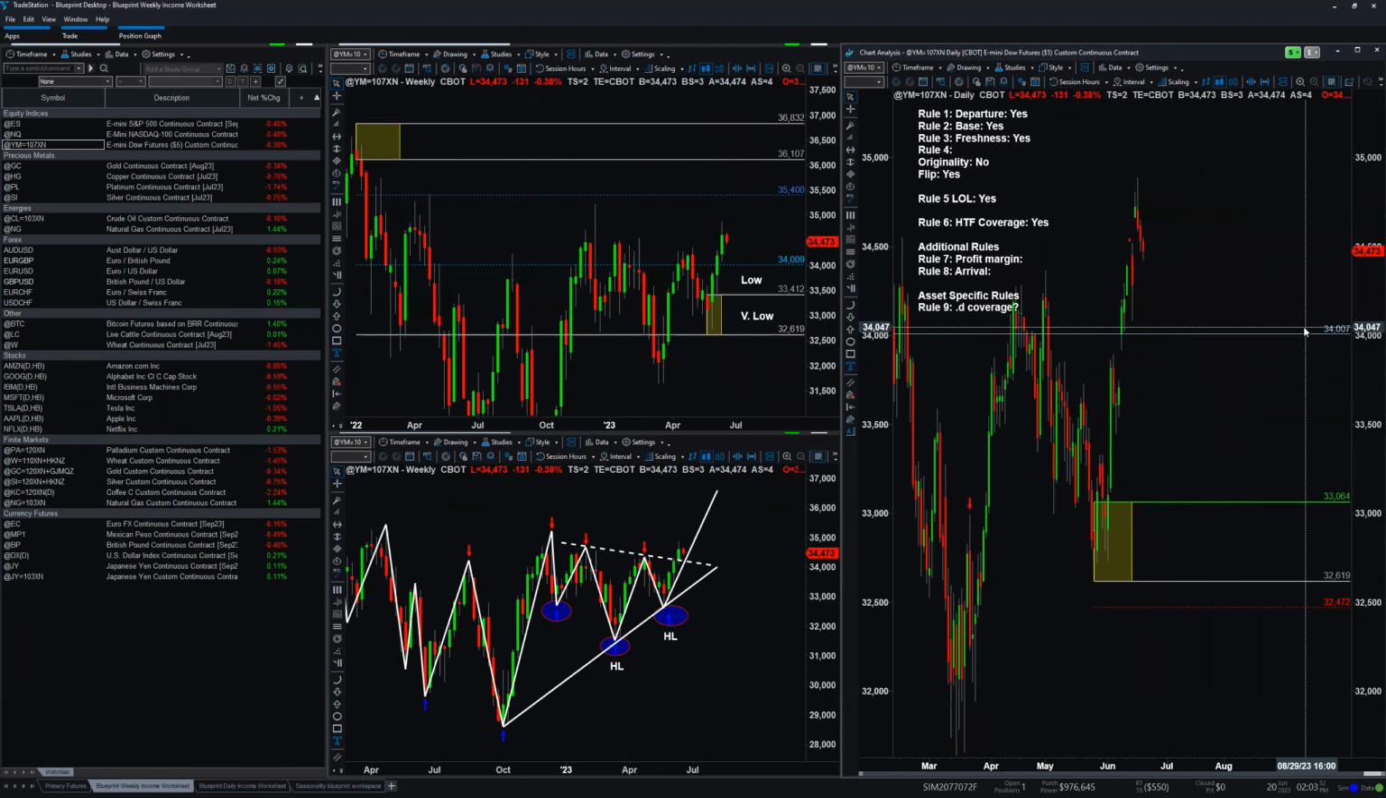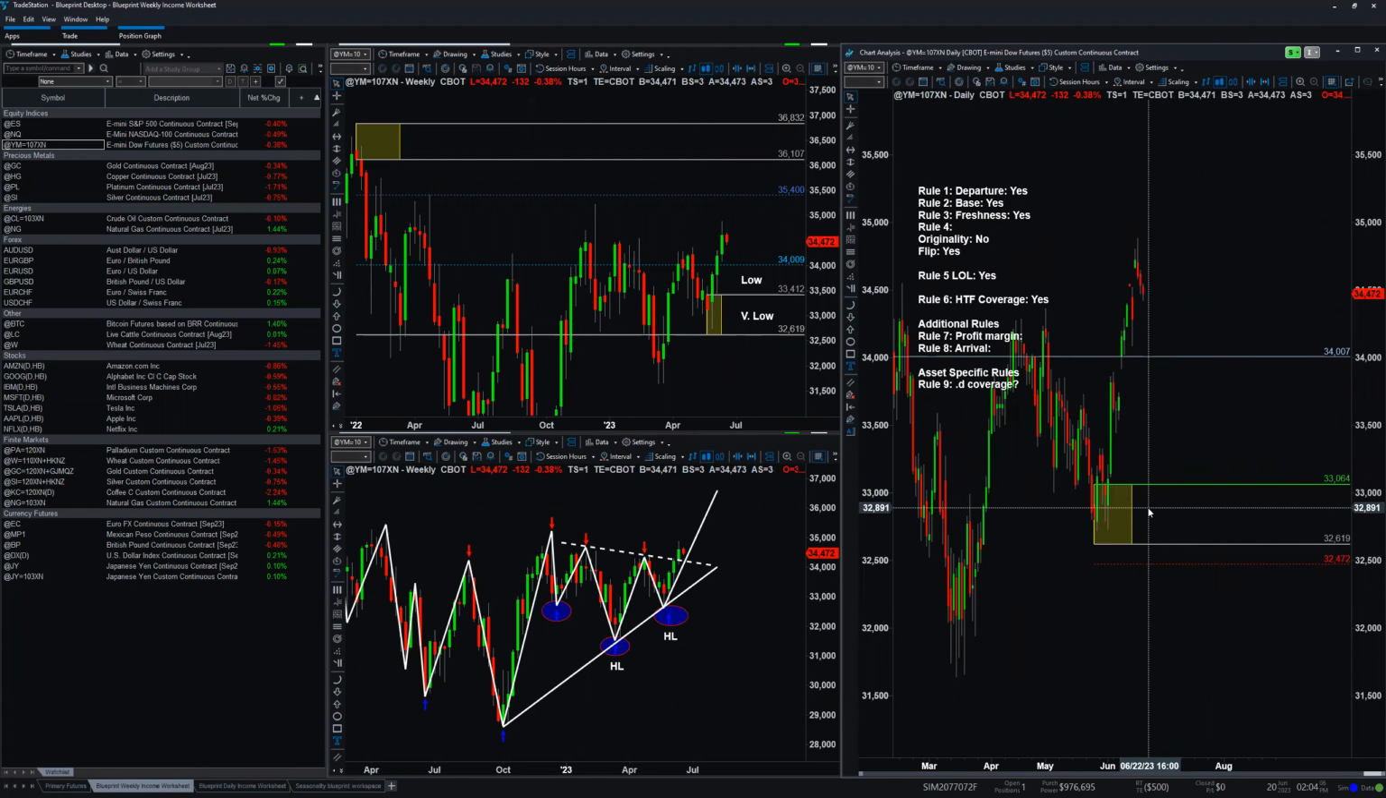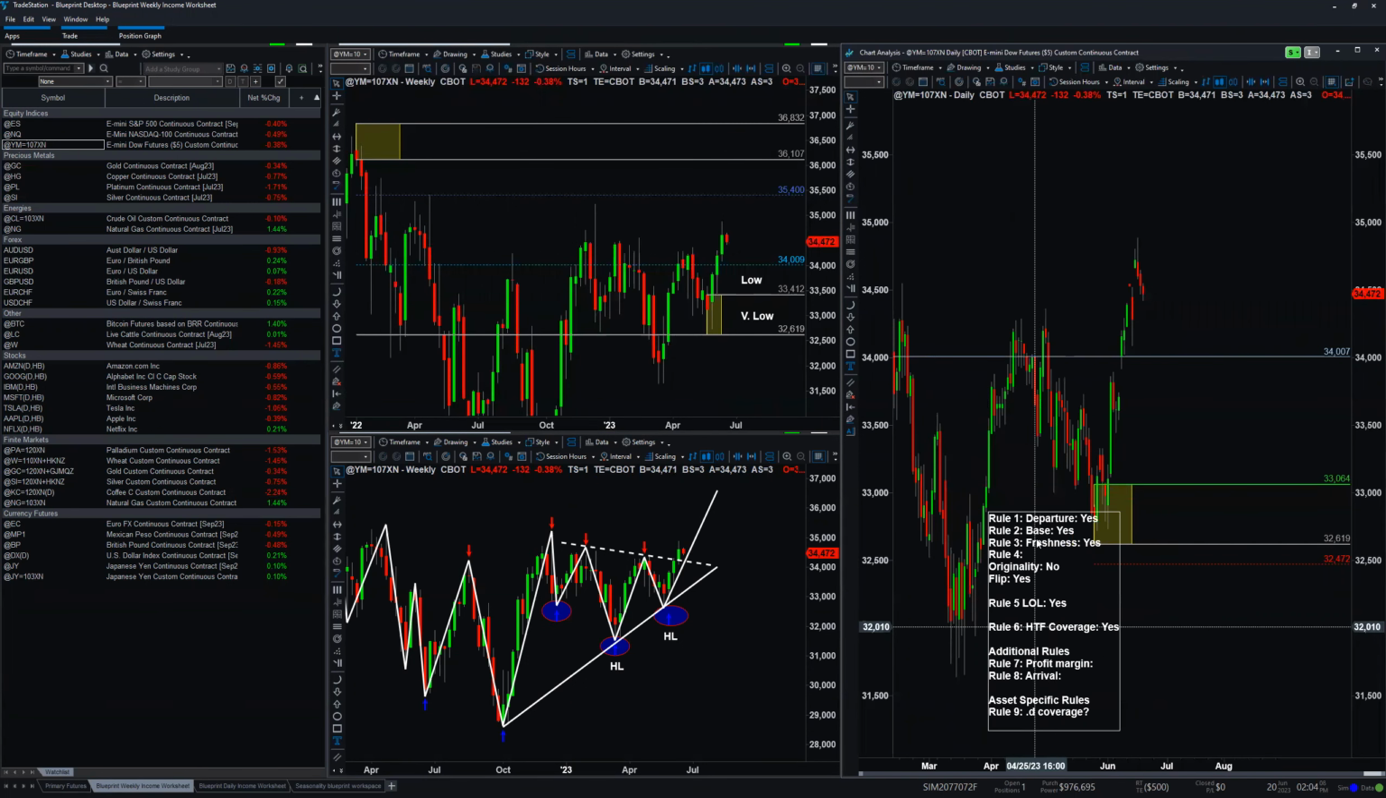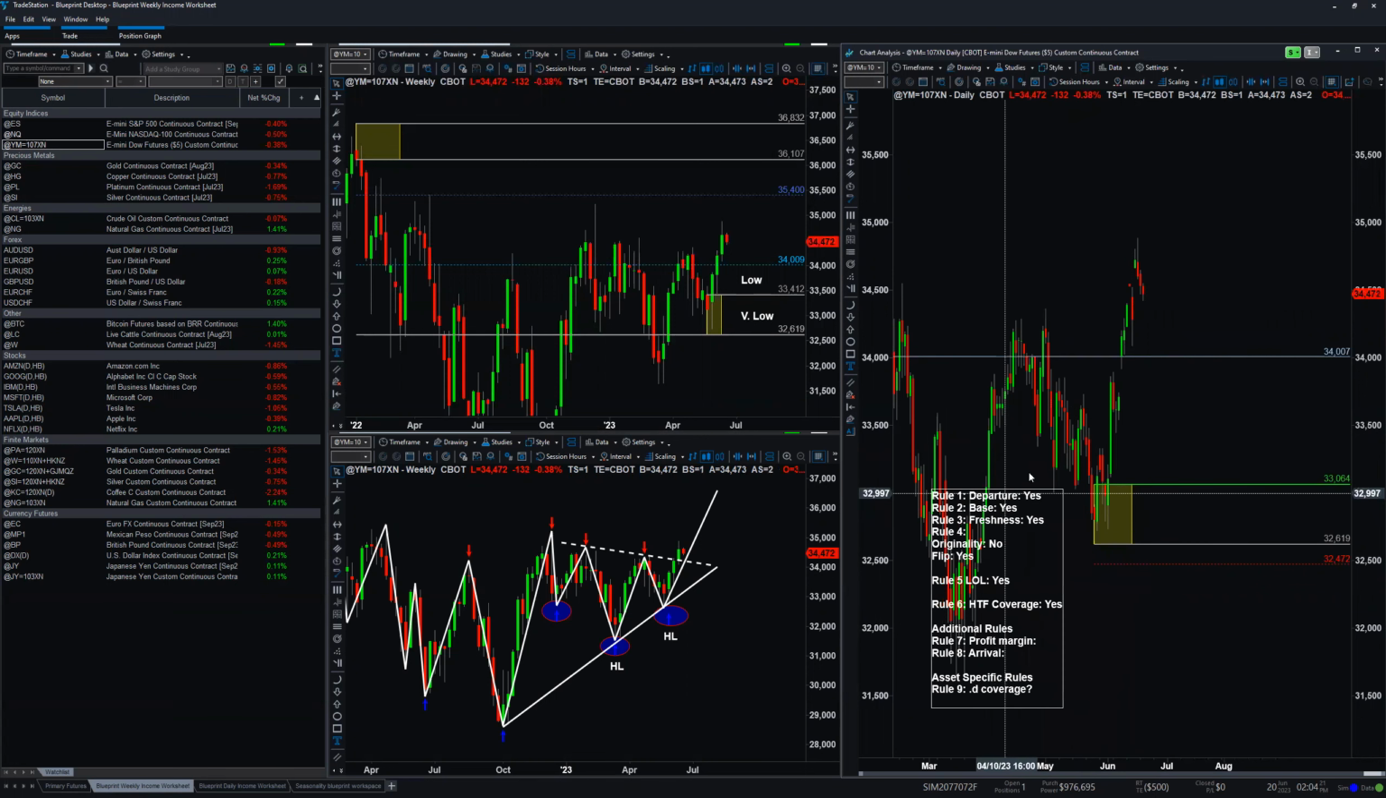Now, we still have our horizontal right there at the 34,000, which was our marker for, well, we look below to find demand zones. And this was our demand zone that we found that met all of our rules in terms of departure, base, freshness, originality, flip, level on top of level, higher time frame coverage, and so on and so forth. So now we may have new demand zones that have been created in the process that are below this line. So I need to check that.